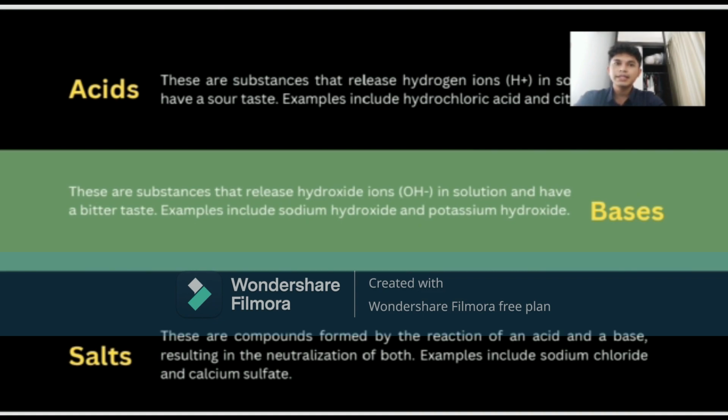The second one is base. These are substances that release hydroxide ions, OH negative, in solution and have a bitter taste. Examples include sodium hydroxide and potassium hydroxide.